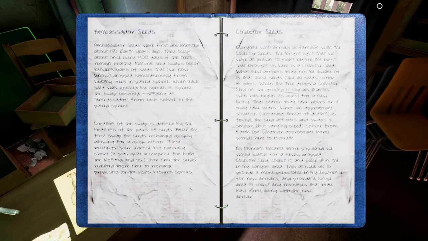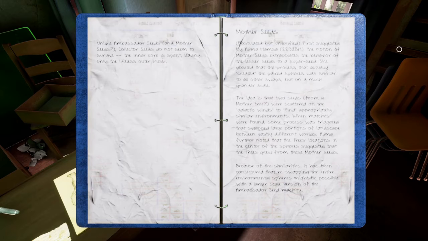As Hunrath became more populated, we would watch for a newly dropped collector seed, collect it, and place it in the entry canyon area. This allowed us to provide a more predictable entry experience for new arrivers and provide a single area to collect any resources that may have come along with the new arriver. Unlike ambassador seeds and mother seeds, collector seeds do not seem to survive. The inner core is spent, leaving only the lifeless outer husk.